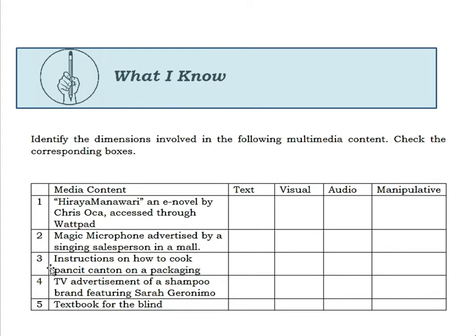And then, number 2 is a magic microphone advertised by a singing salesperson in a mall. Is it a text, visual, audio, or manipulative? For me, ma'am, audio po siya. Okay, it is obviously an audio because it is a microphone, correct? How about number 3, instructions on how to cook pancit canton on a packaging?